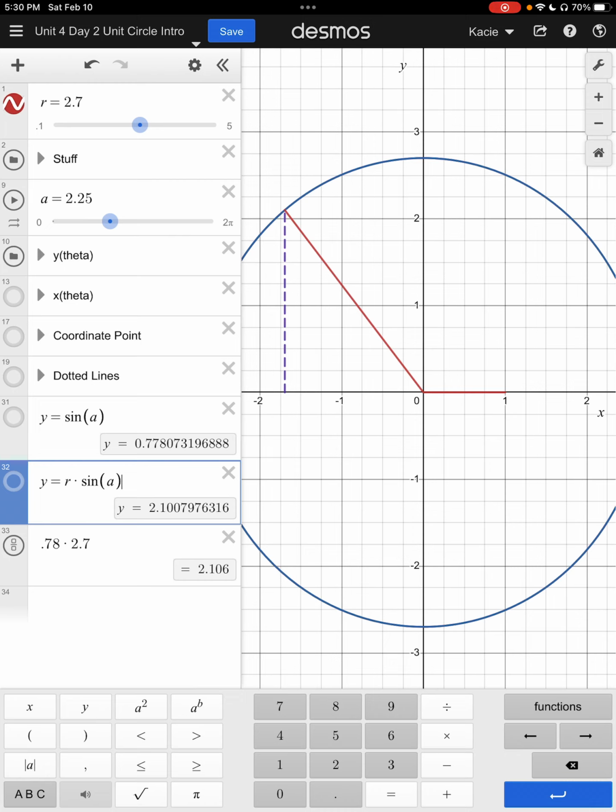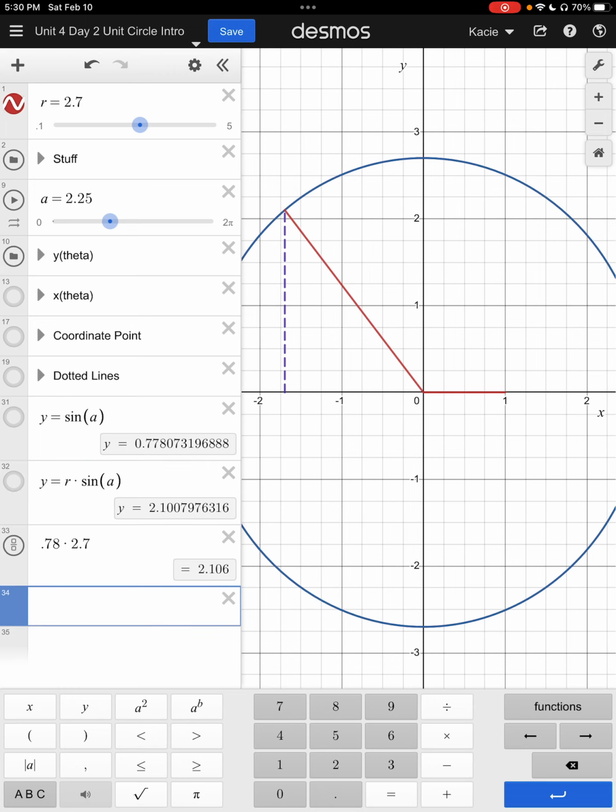Another comment I remember reading was students asking, when do I use sine and cosine? We are going to use sine and cosine whenever we are trying to find a vertical or horizontal distance. That might be an x or y coordinate, or when we get to Ferris wheels, we're looking at vertical distances. So if I see vertical, I would think sine. If I see horizontal, I'm going to think cosine.